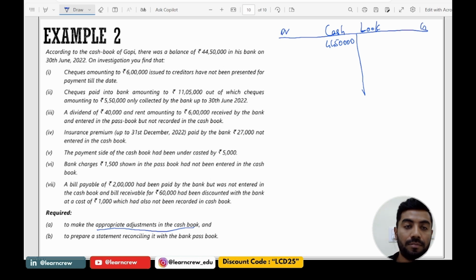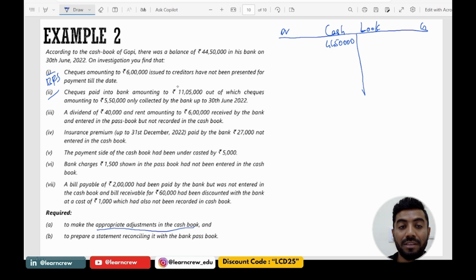Checks amounting to 6 lakh issued to the creditor have not been presented for payment till date. Checks paid into bank amounting to 11 lakh 5,000, out of which checks amounting to 5 lakh 50,000 only were collected by the bank by 30th June 2022. These two are BRS items. There's no adjustment. Whichever is not recorded in the cash book, we'll record.